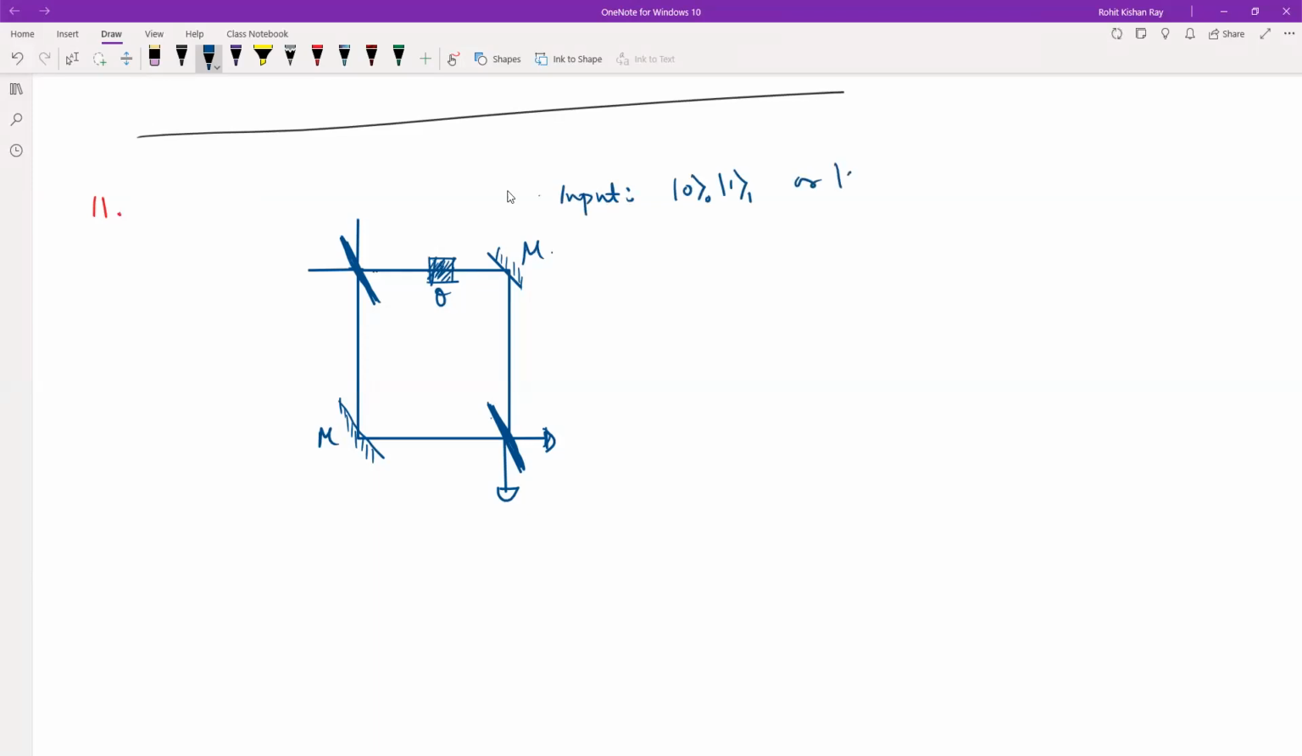Or we can write it as, because both of them are in the question. Now, consider the coherent state first. Okay, so basically what is happening? You start from here, you say coherent state. Then it goes to this first beam splitter. We know from our previous derivation that this state gets distributed, right?